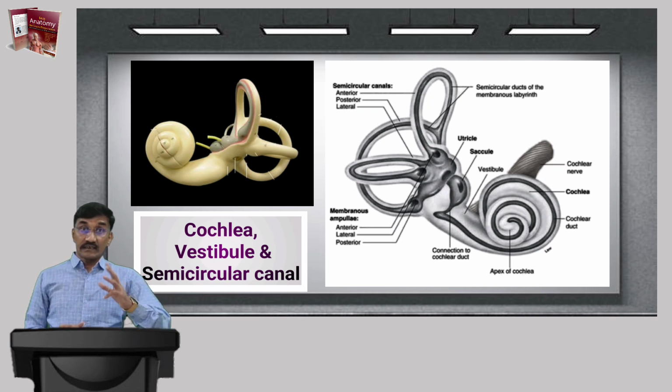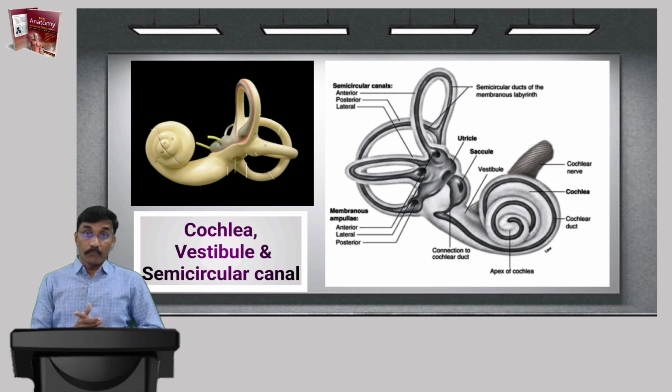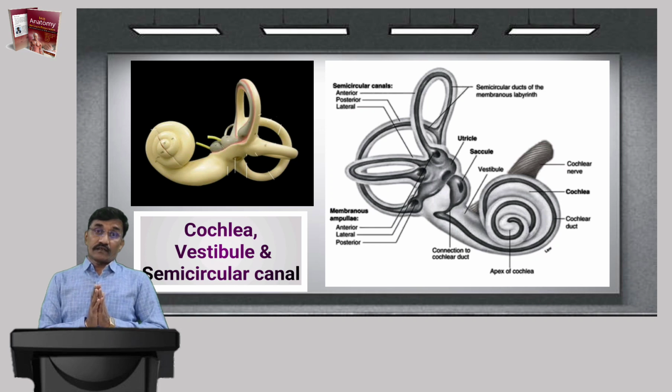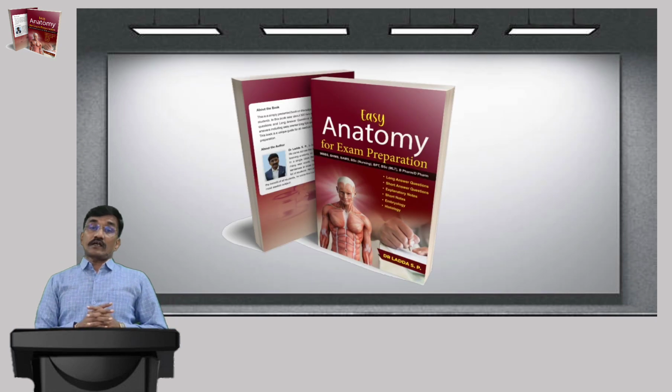And the next is the semicircular canal, which are 3 in number. There are 3 semicircular canals, and they have attachment with the vestibule. This is about the bony part of the inner ear. Now about the membranous part.